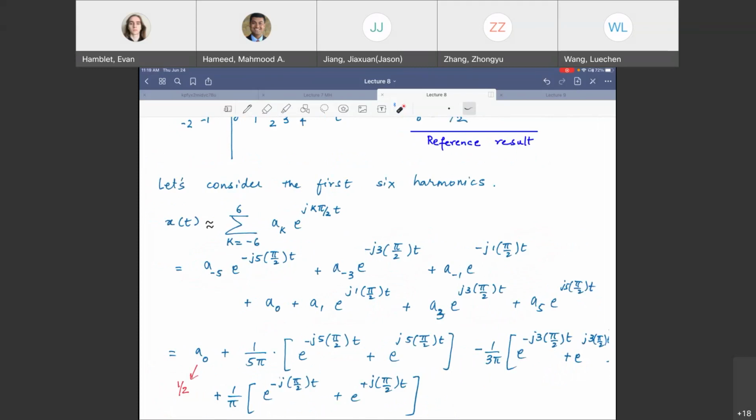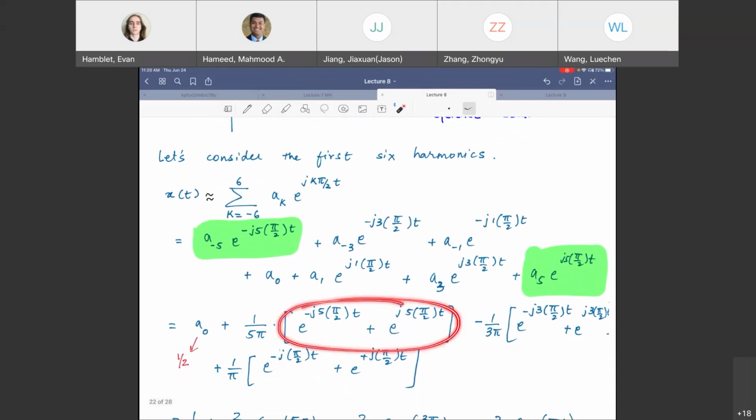So now what can I do? You start observing patterns in here. You have this guy and this guy. We know their value is the same because a sinc function is even. Also, e to the minus jx and e to the plus jx, I could combine them into a cosine, right? So I'm combining those two over here. This is A sub 5, which also equals A sub minus 5. So that sort of gives me that.